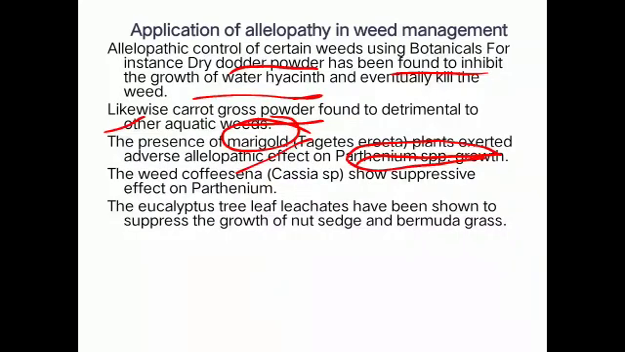Then Cassia occidentalis shows a suppressive effect on Parthenium, a weed on weed effect.